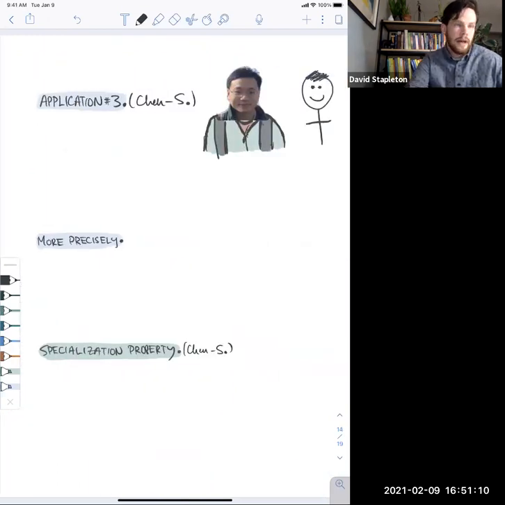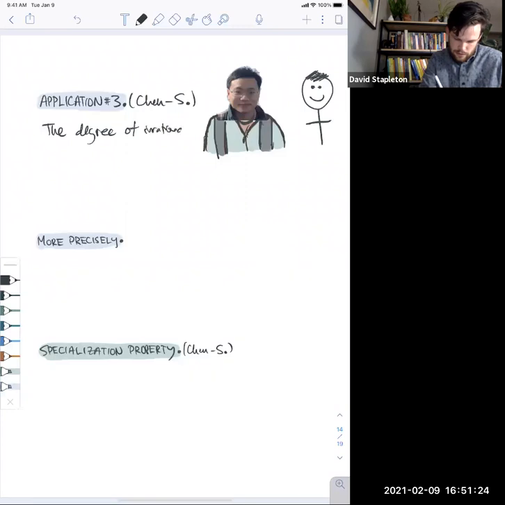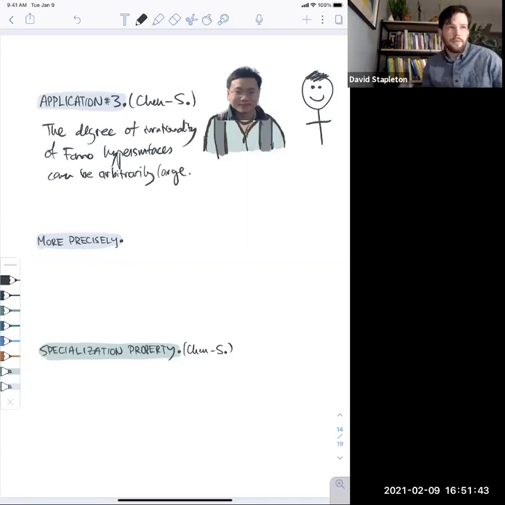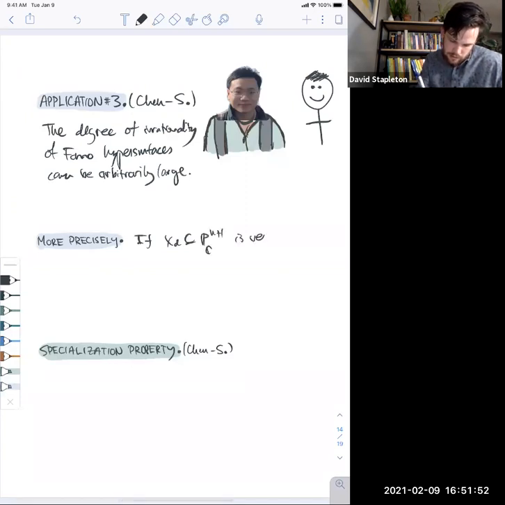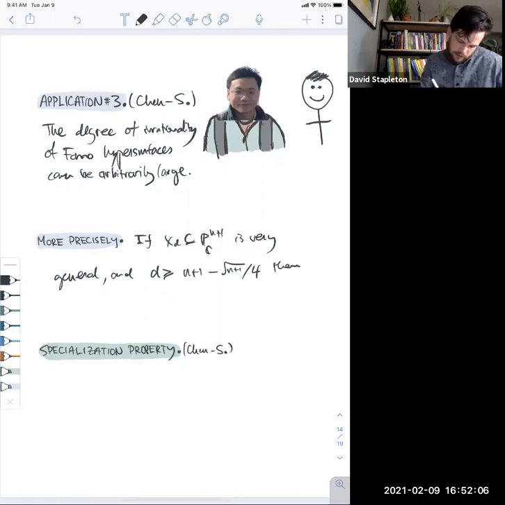Okay. All right, so let me mention the first result from this talk, or my first result. This is joint work with Nathan Chen. The degree of irrationality of Fano hypersurfaces can be arbitrarily large. So maybe more precisely, if X_d inside P^{n+1} is very general, and d is at least n plus 1 minus square root of n plus 1 over 4, then the degree of irrationality of X is at least root n plus 2 over 4.